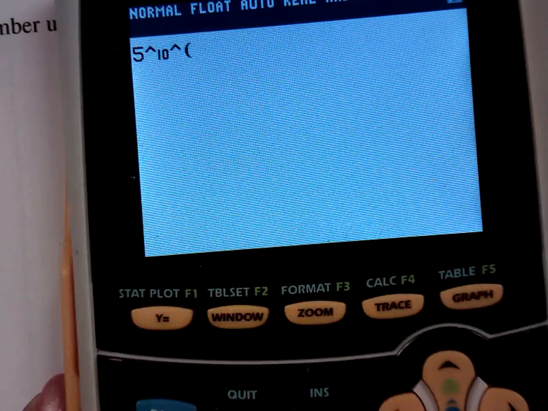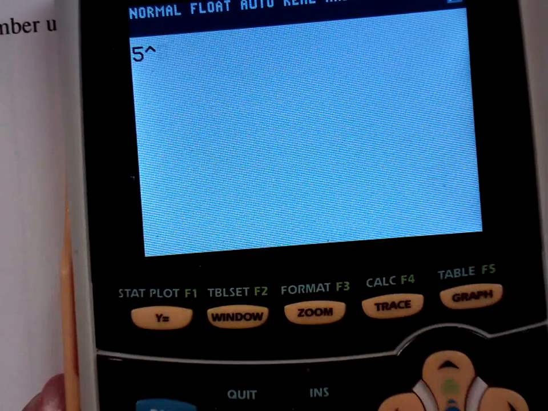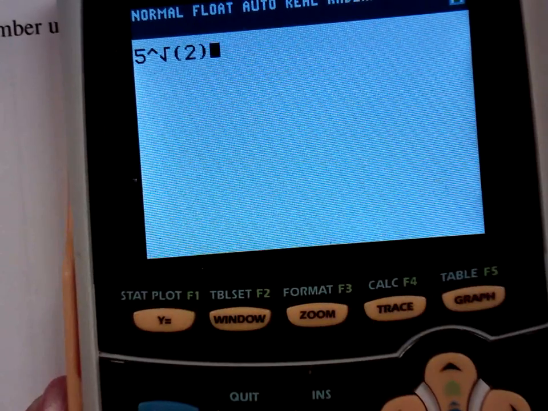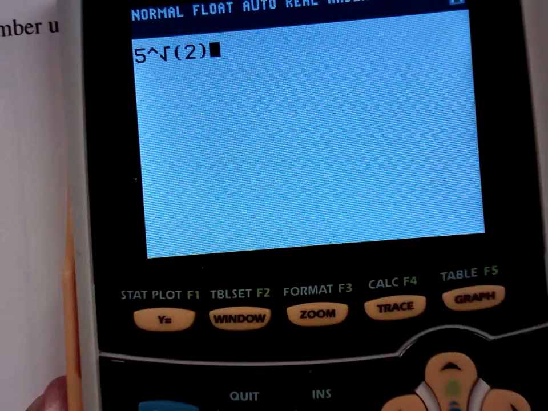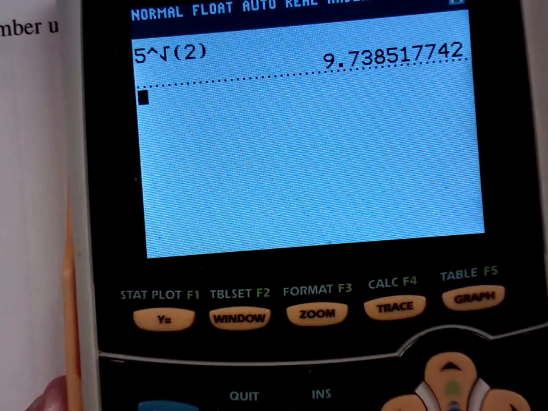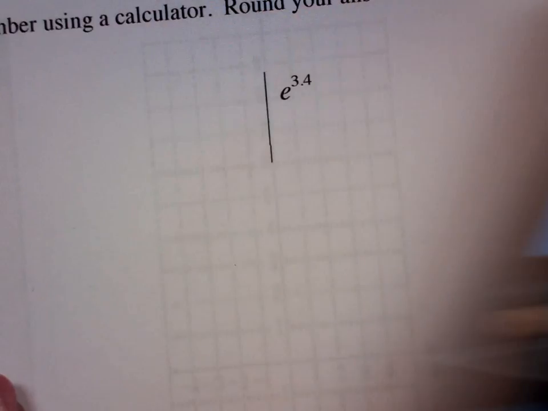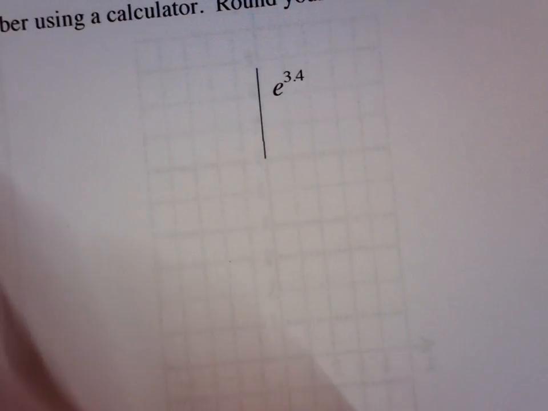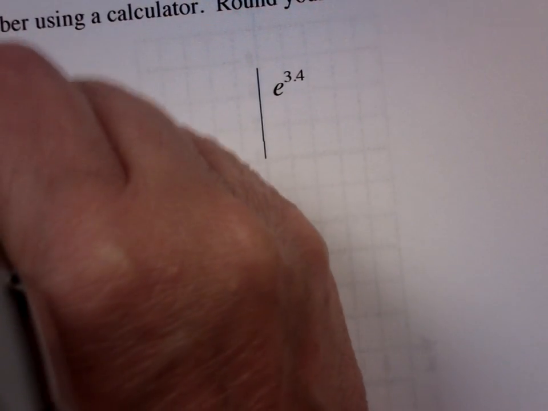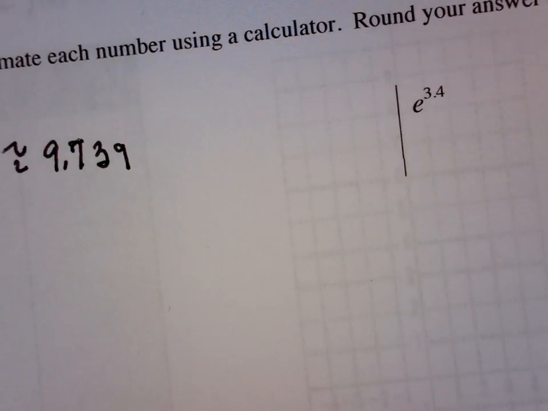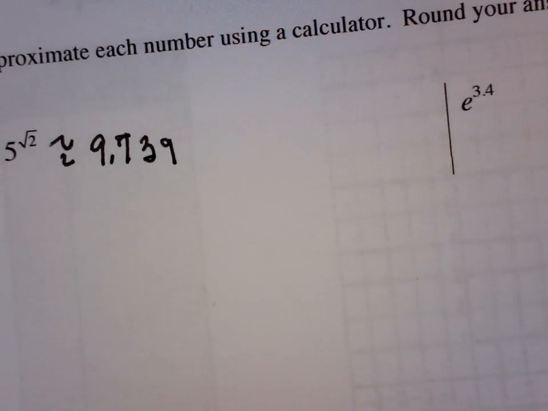Oops, wrong one. Square root is above x squared. And 2. Now you don't have to put the parenthesis behind unless you've got something else behind. And then press enter. And it says, 3 decimal places? 9.739. So we'll say it's approximately 9.739. How many decimal places you take it out to depends upon the accuracy.